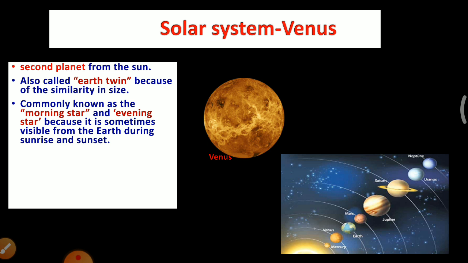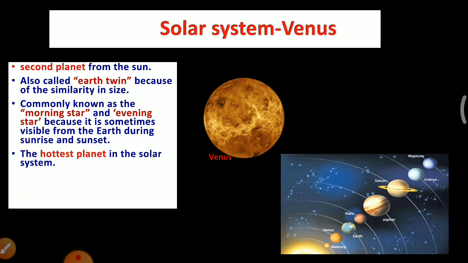And it is commonly known as morning star and evening star. The other name of Venus is morning star and evening star. Why? Because sometimes it is visible from the Earth during sunrise and sunset. We can see Venus in the early morning and evening, so we can say that this is an evening star and morning star.